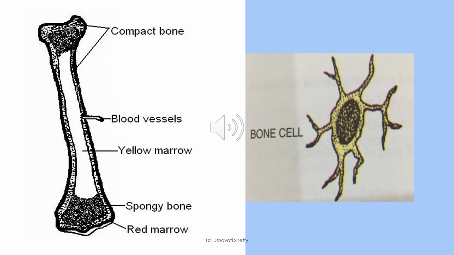Location: this tissue occurs in vertebrates and forms the internal skeletal framework of the body. Function: it protects the internal, delicate, vital organs of the body. It helps in locomotion. It provides attachment for muscles, and bone marrow helps to make the blood cells.